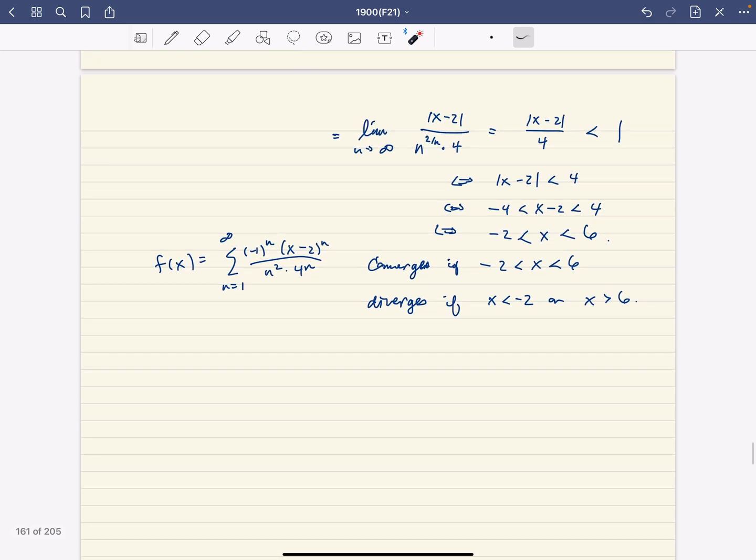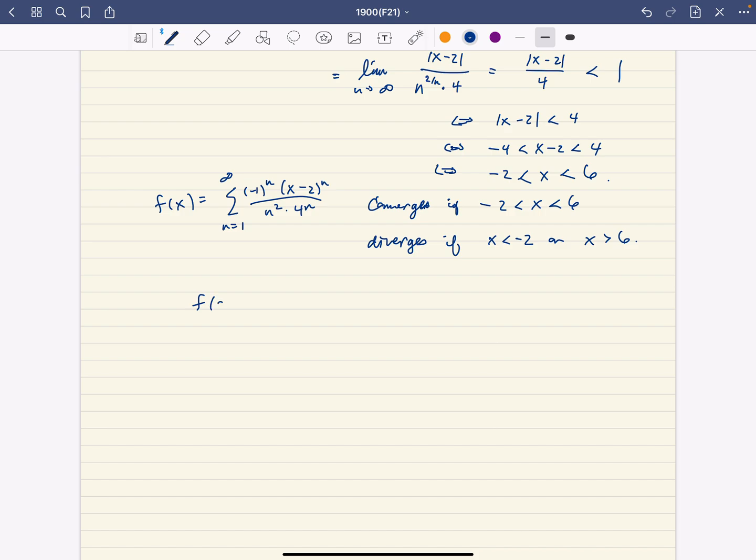But what's left is what happens when this quantity equals 1. And so we still have two other values to check, namely the endpoints of our interval from negative 2 to 6. And so let's just do that by hand. By hand, I mean without the use of any tests. We just are going to evaluate f of negative 2. That's going to be negative 1 to the n times negative 2 minus 2, which is negative 4, to the n, all over n squared times 4 to the n, because n goes from 1 to infinity.